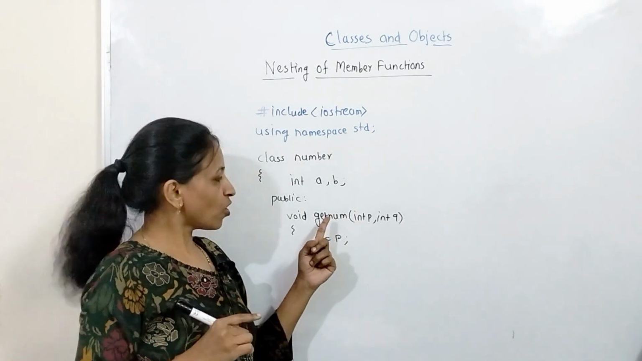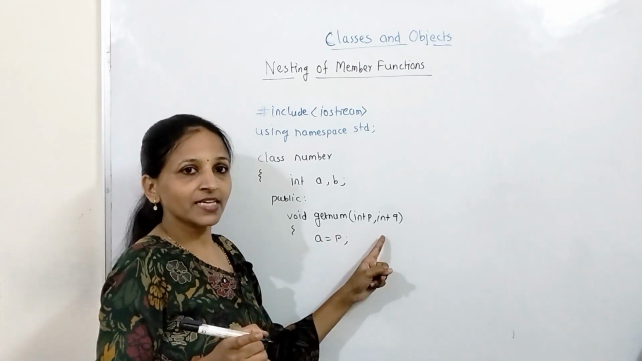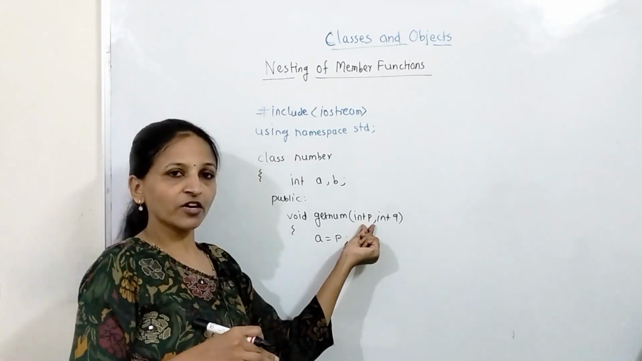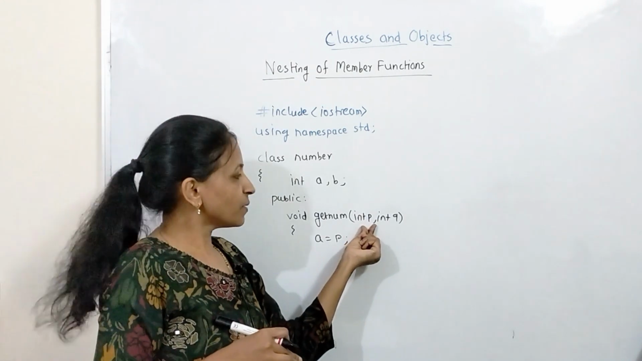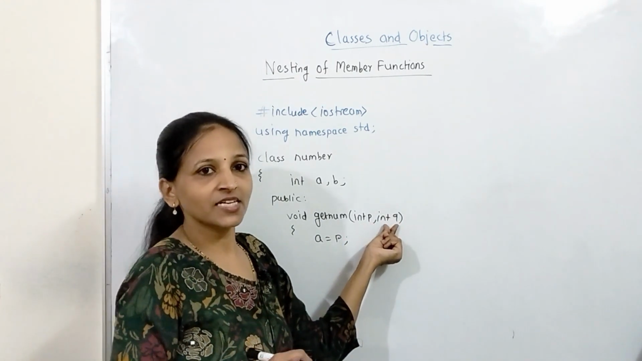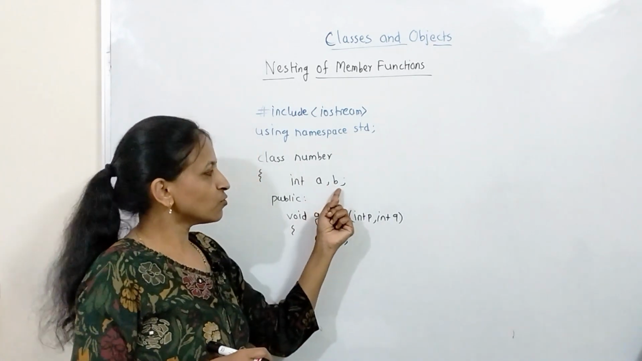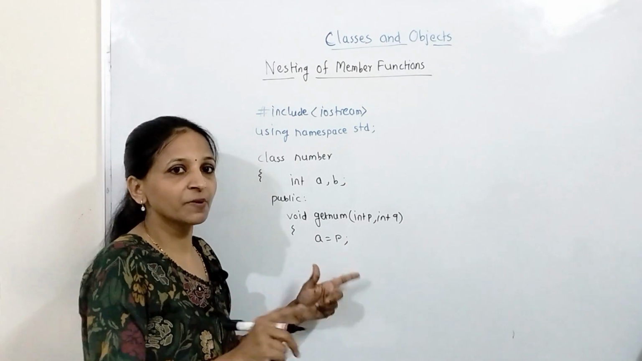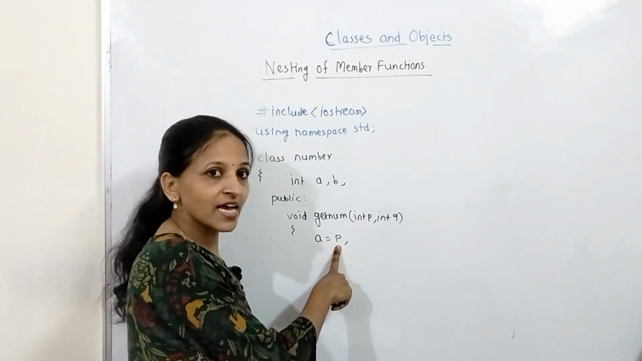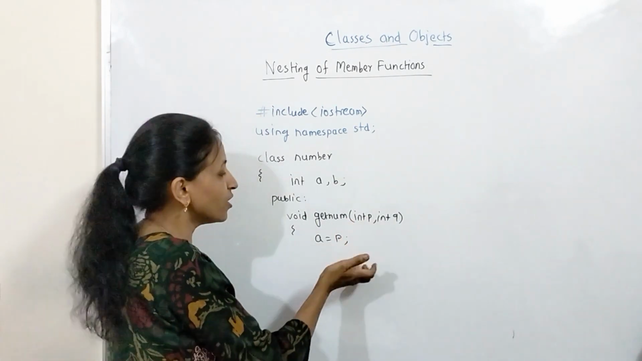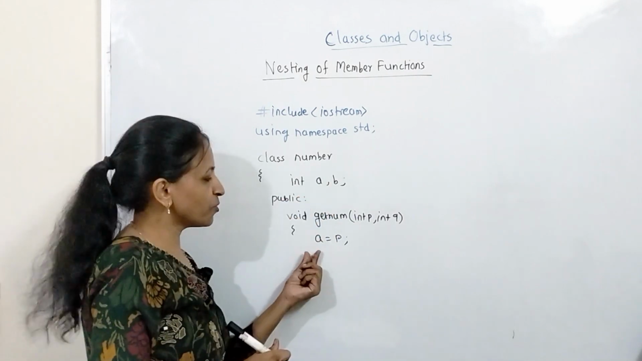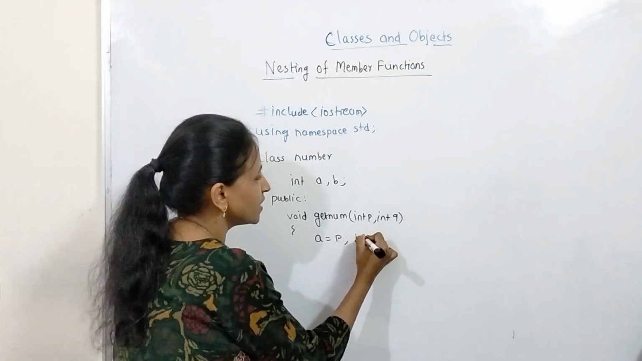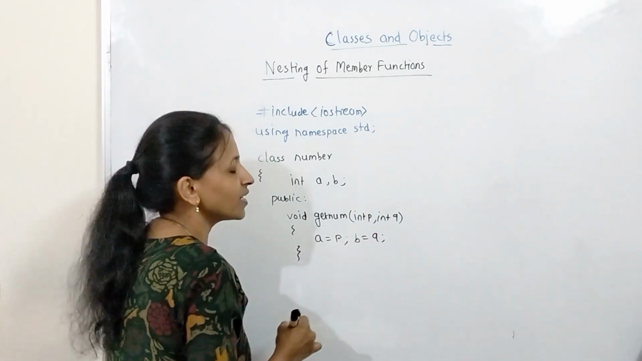Means we will call this method like getnum, and inside that we will pass two integers. The first number passed will be copied inside p, and the second number will be copied inside q, and those we have to assign to a and b. That's why we have written a = p. Always keep in mind: whatever you want to assign should be on the right hand side, and the variable to which you want to assign should be on the left hand side. And the next one is b = q. This is just getnum.